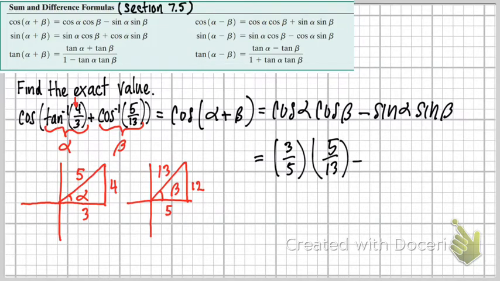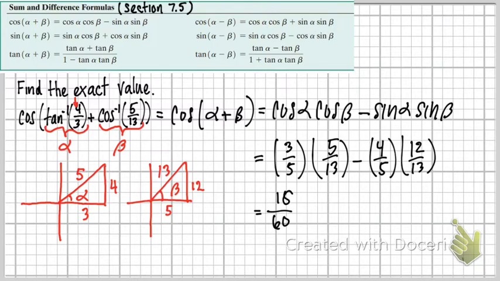And I got a minus here. The sine of alpha is going to be 4/5, and the sine of beta is going to be 12/13. And when I put that all together, meaning I'm going to multiply straight across for fractions, that's going to be 15 over 65. Oh, let me erase that.